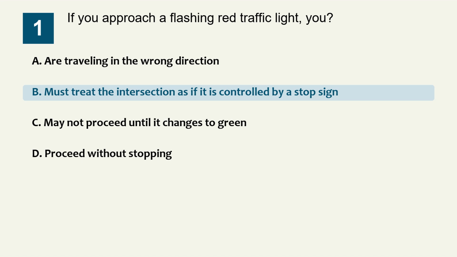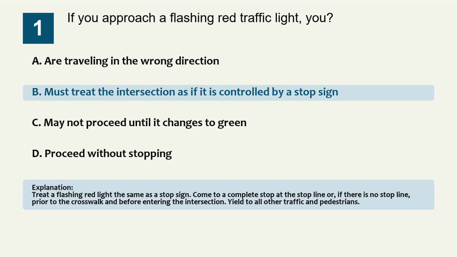The correct answer is option B, must treat the intersection as if it is controlled by a stop sign. Treat a flashing red light the same as a stop sign. Come to a complete stop at the stop line, or, if there is no stop line, prior to the crosswalk and before entering the intersection. Yield to all other traffic and pedestrians.